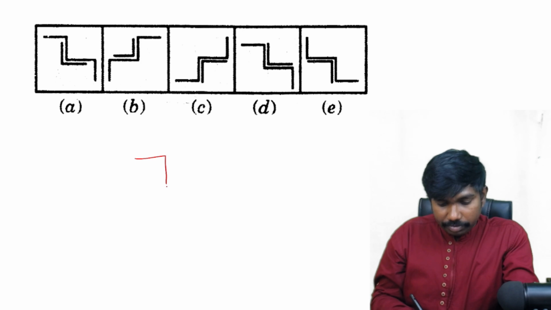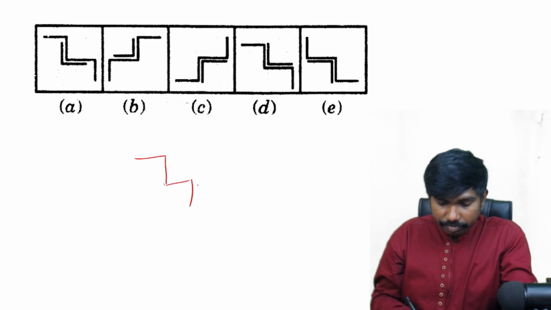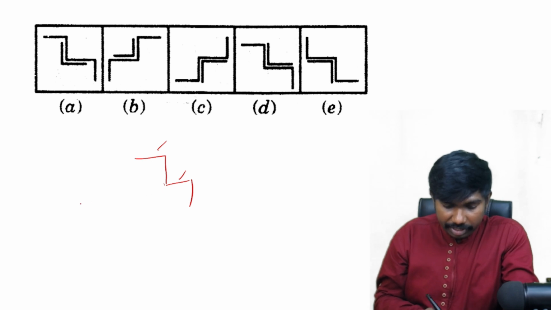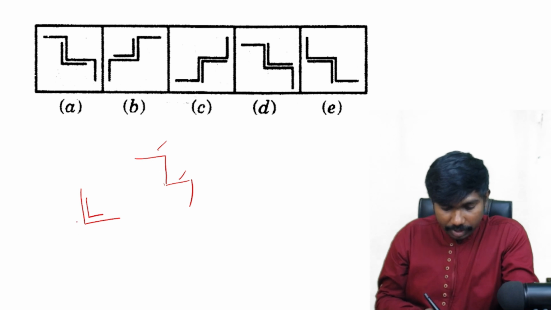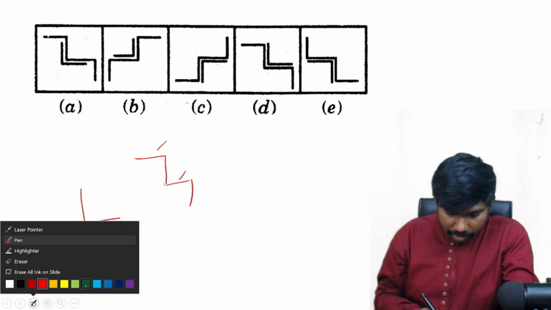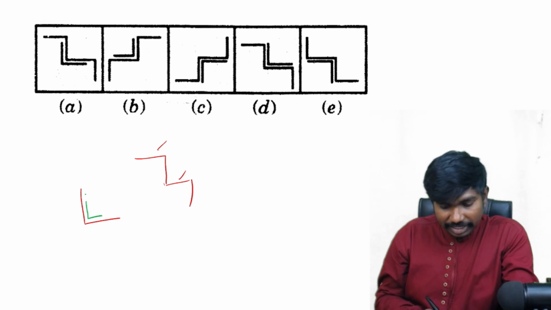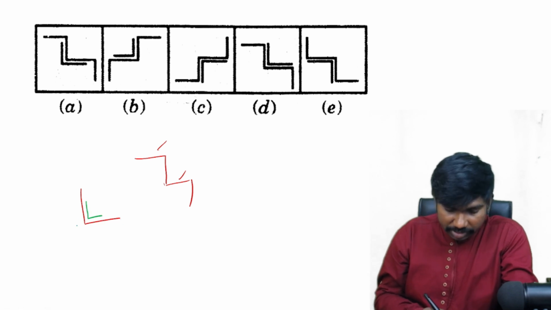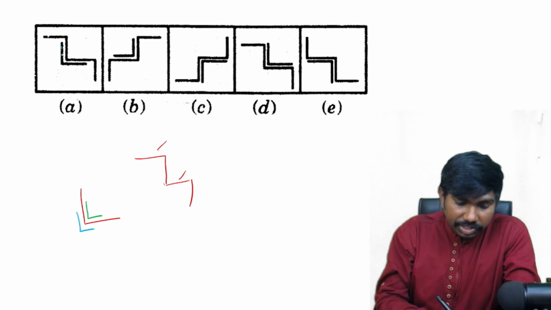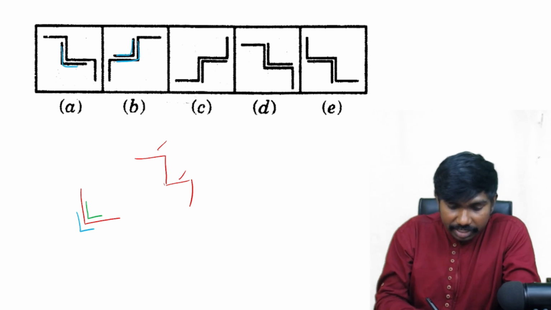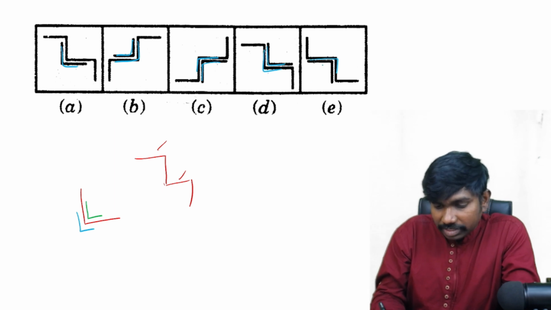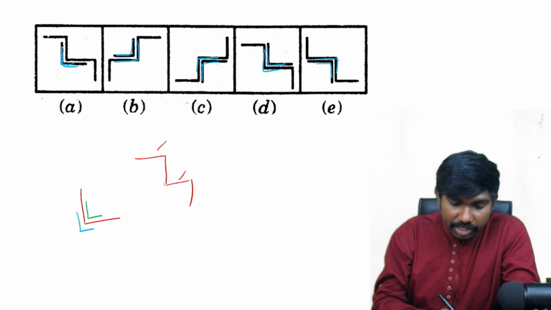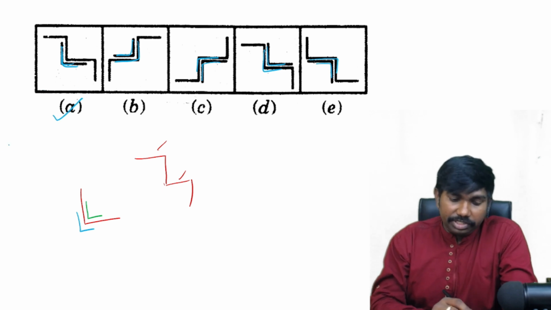Next, there is a step. There are 2 steps in each figure, 1 and 2, and there is an extra right angle or perpendicular. In some figures the perpendicular is placed inside this step, and in some figures the perpendicular is placed outside this step. So this is outside the step, inside the step, inside, and this perpendicular is inside, and this is also inside. So this is only kept on the outside of this step. So the answer is option A.